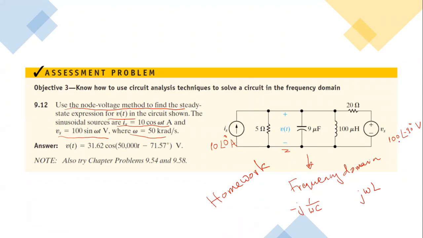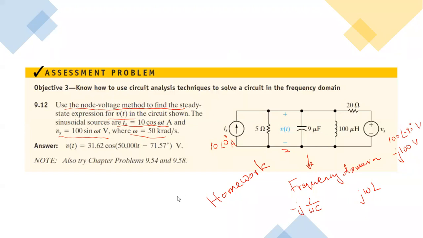Okay, and this is 100 at angle negative 90. It will be negative J 100 volt, because negative 90 is negative J, plus 90 is J. Okay, so now we convert it to frequency domain.